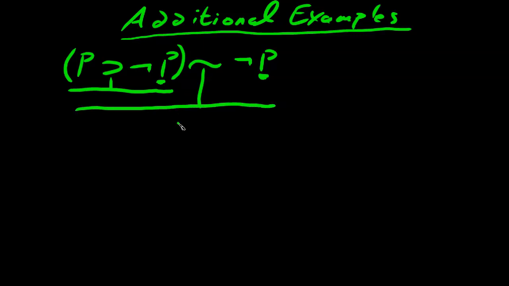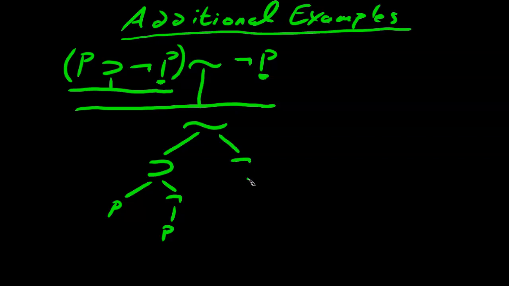So if we draw our tree, we start with is equivalent to, and on the left it has an implies. To the left of that is a P, to the right of that is a not, with a P attached. To the right of our if and only if, or is equivalent to, we have a not, and attached to that not is a P.